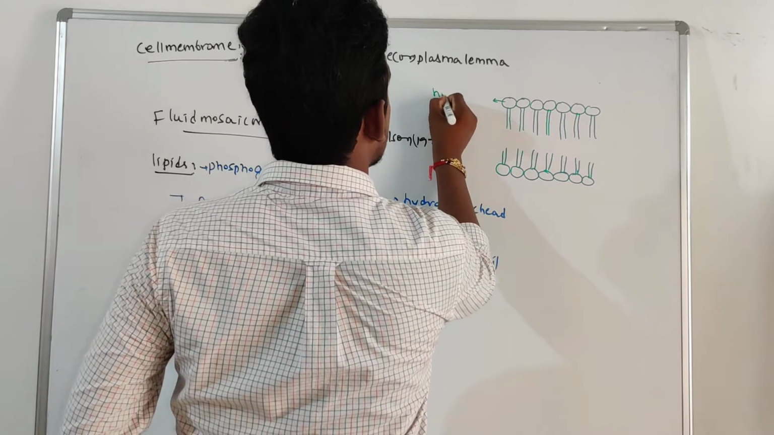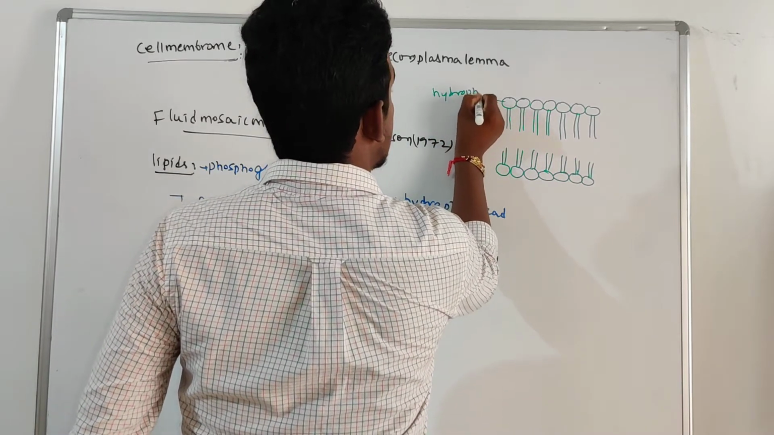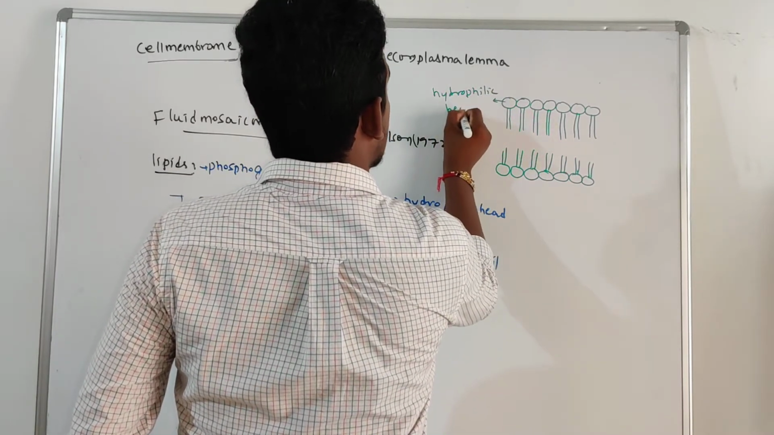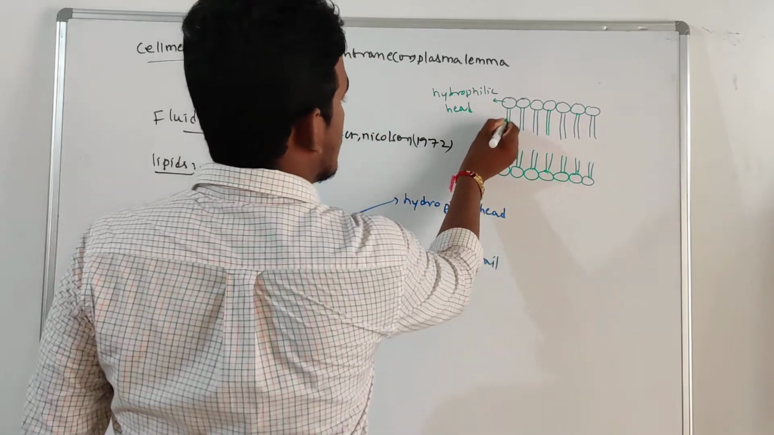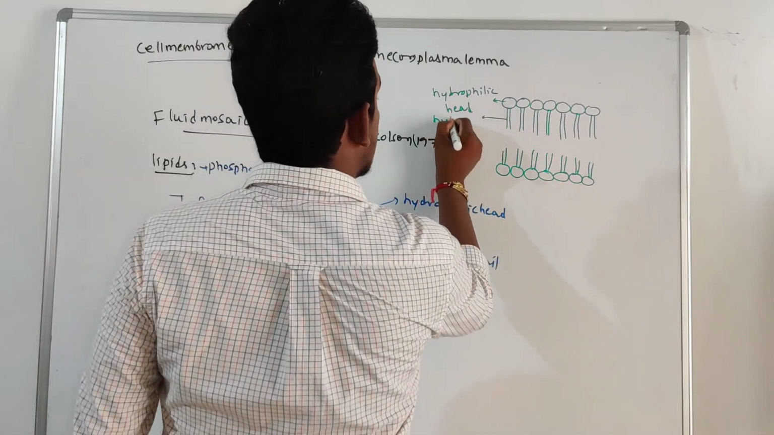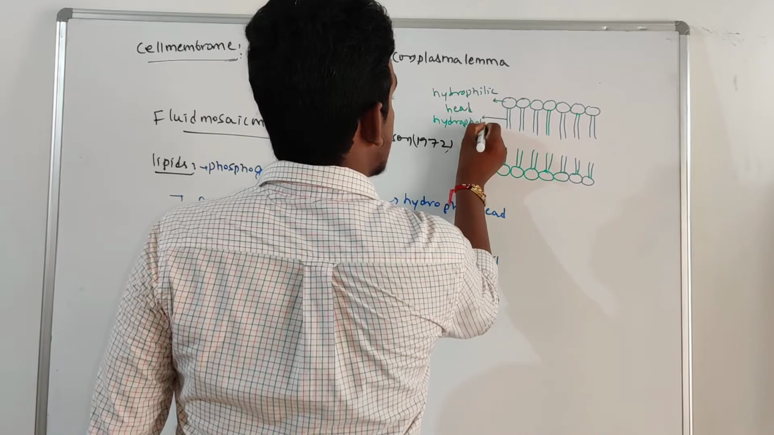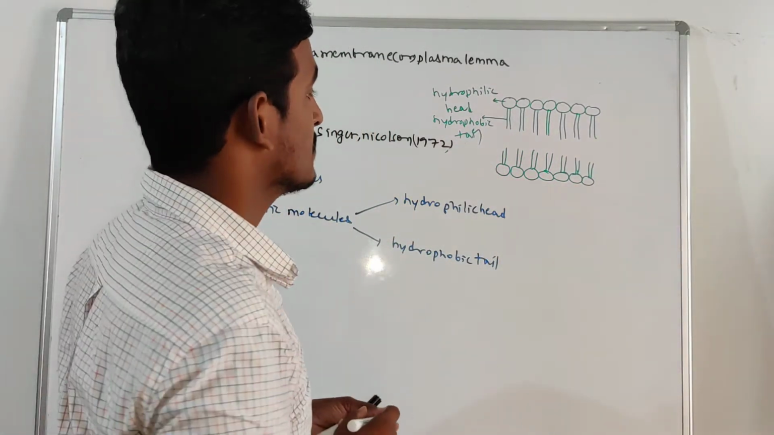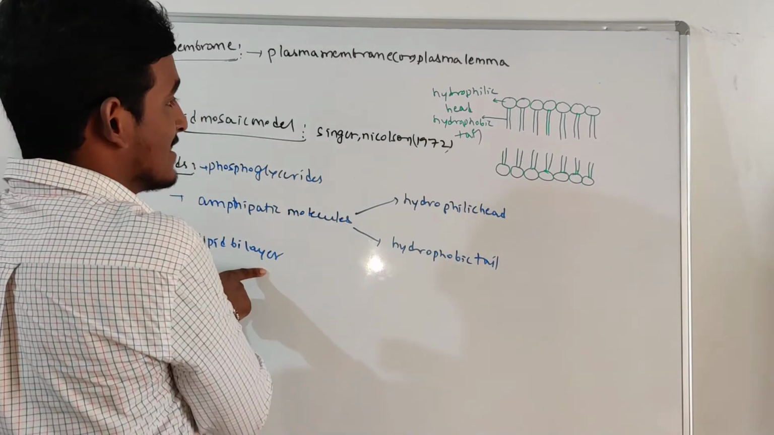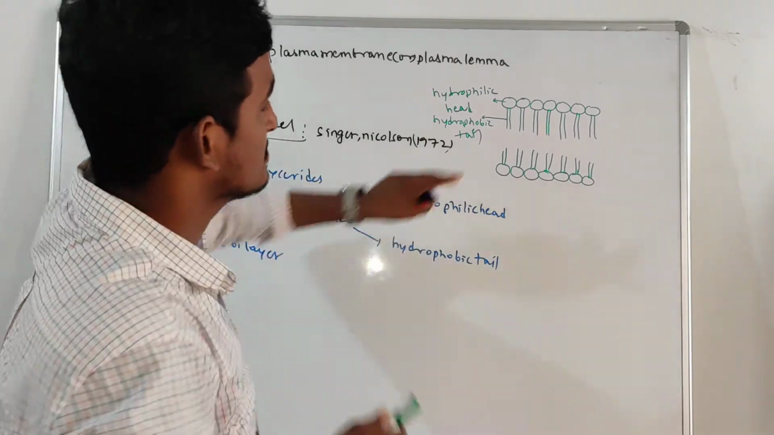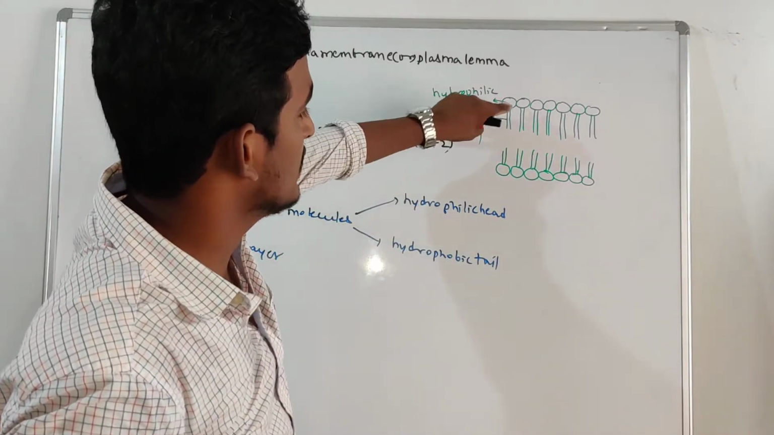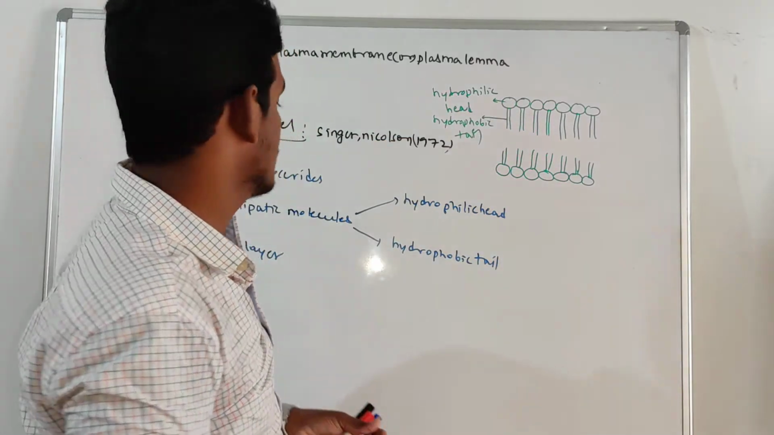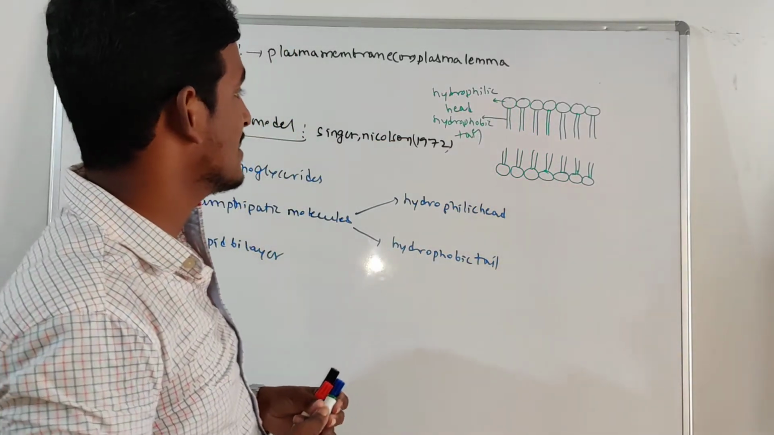So here it is the hydrophilic head. Now it is a hydrophobic tail, right? So those are arranged in a bilayer. Means here it has two layers, a lipid bilayer. So that is about these lipids.